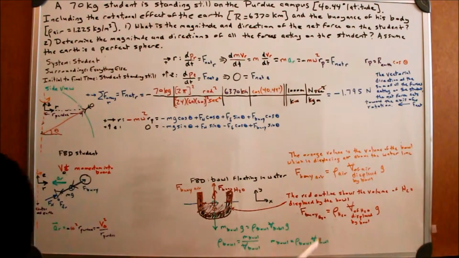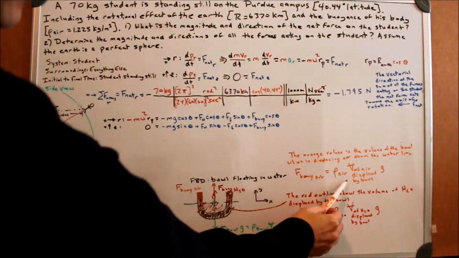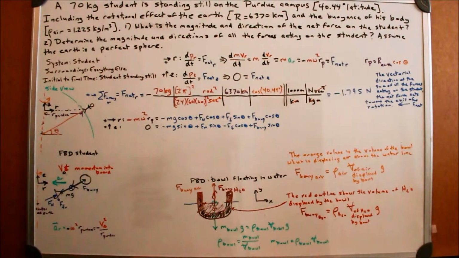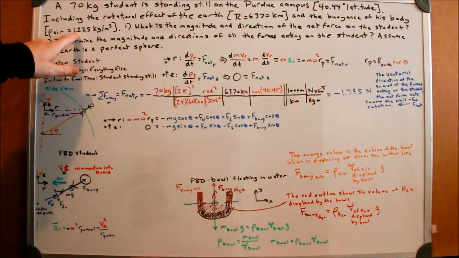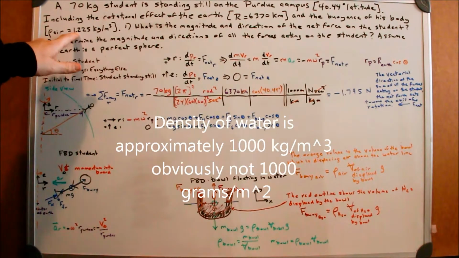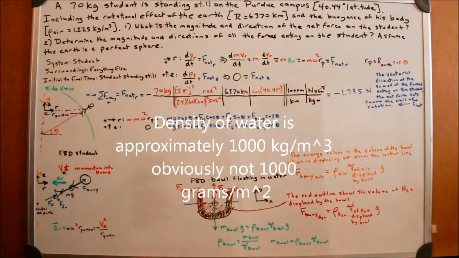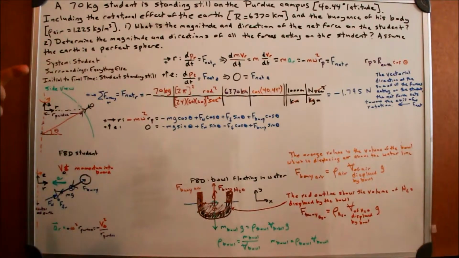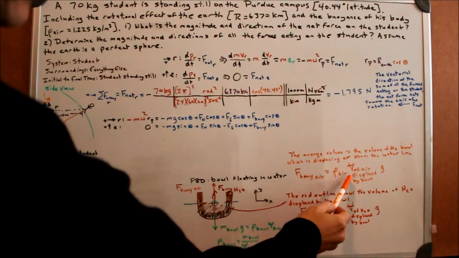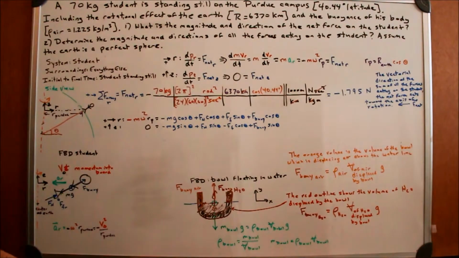Now, typically you ignore it because the density of the air is a little less than 1 part in 800 of the density of water. The density of water is typically 1,000 kilograms per cubic meter, so the ratio of 1,000 to 1.1225 is 800 and something. So typically this is a very small impact, but for this problem I said don't ignore it.